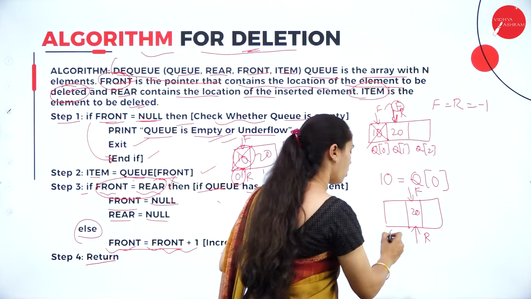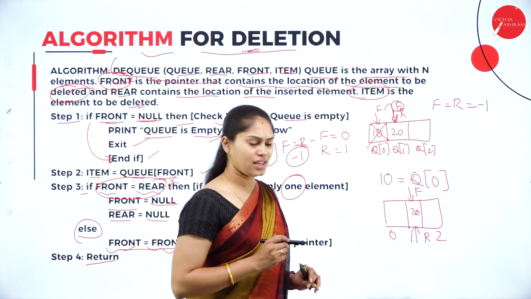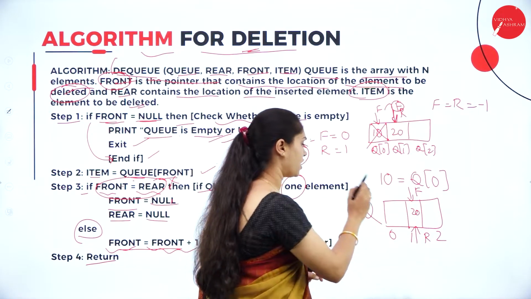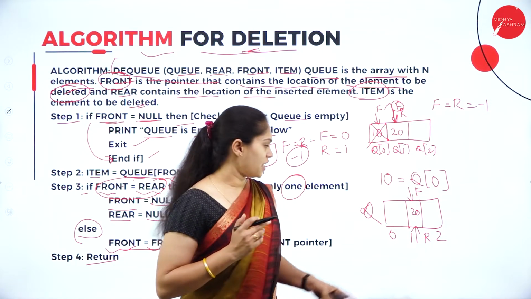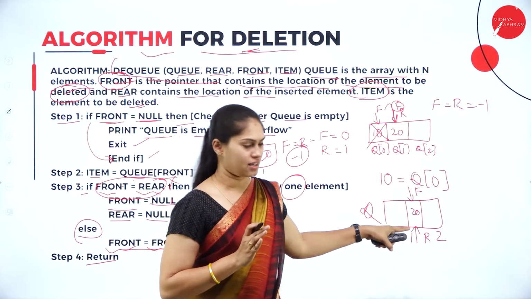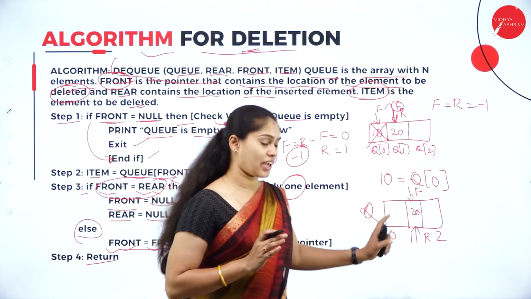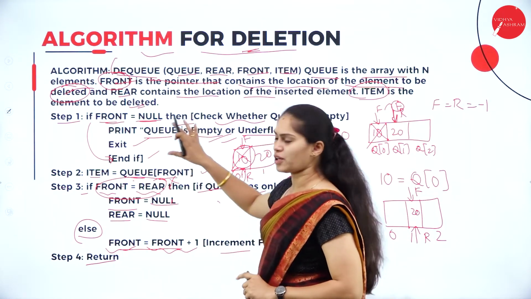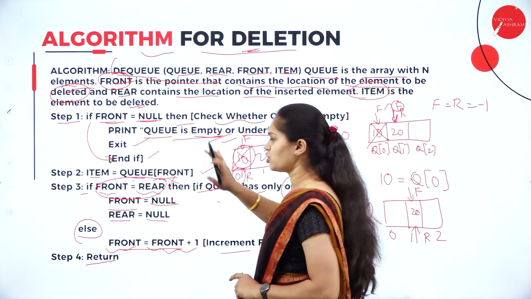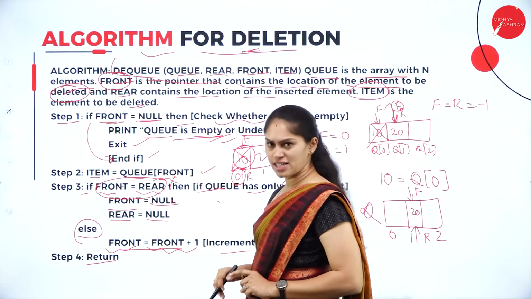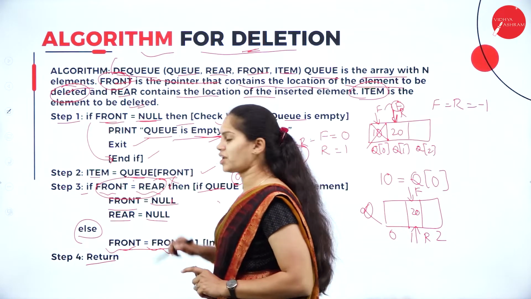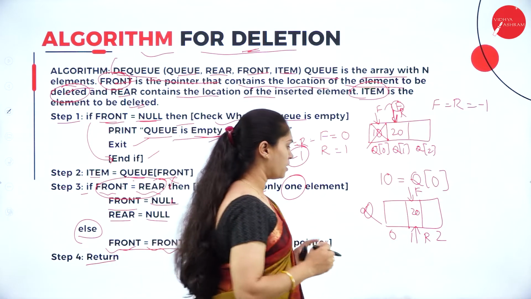I have 0, 1 and 2. These are the locations of a queue called queue, and here you can see that front is not equal to null. That means front is at location 1. So this will not work, which means the queue is not empty. Then it will come to the next line: item is equal to queue of front, wherever the front pointer is.